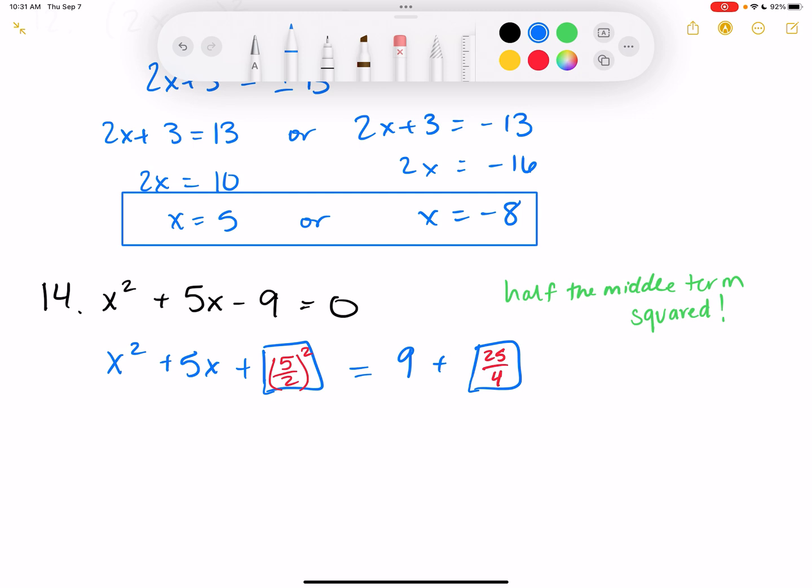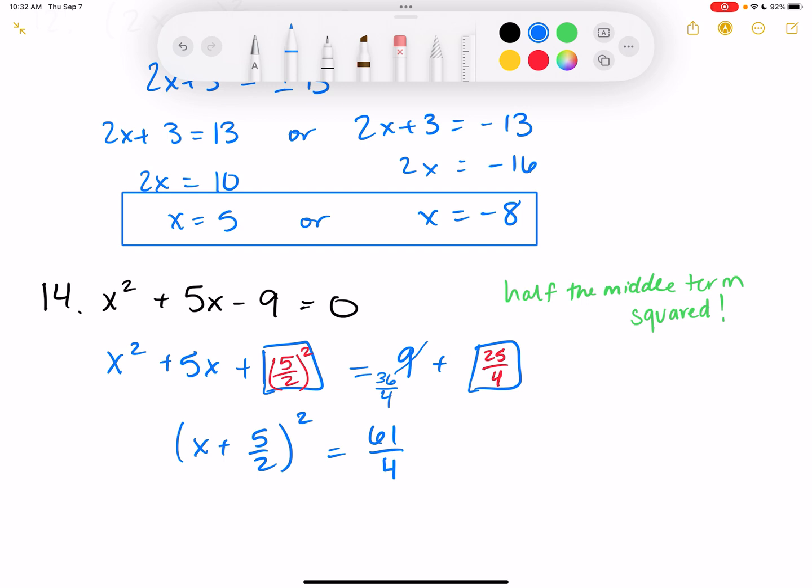So now on this side, I've got (x plus 5 over 2) squared, because that's what completing the square does. It allows me to get that perfect square trinomial, is equal to, over here, if I wanted to rewrite this 9 as something over 4, it would be 36 over 4, so that I can add it together. Just trying to make life easier. So then that's going to be 61 over 4. Are we following still? Okay.